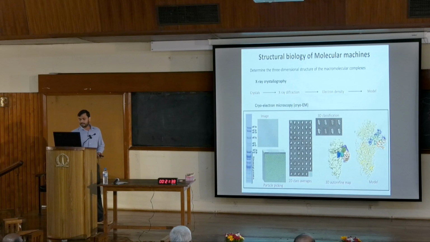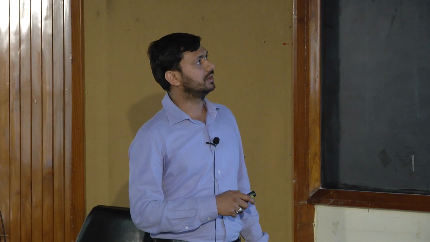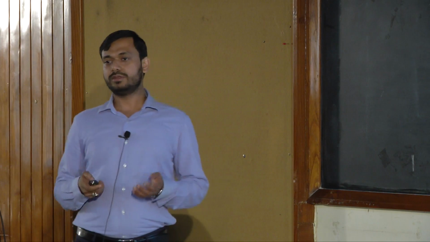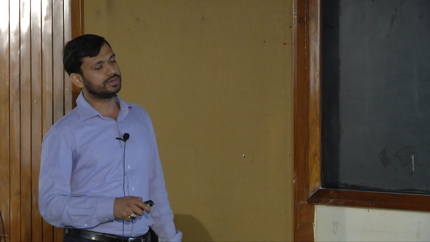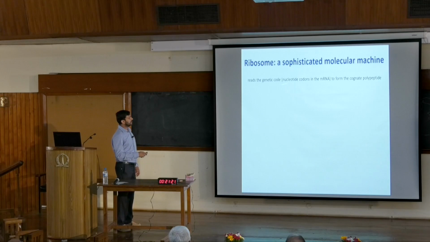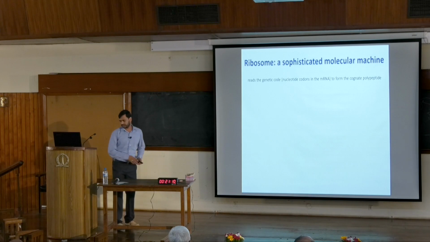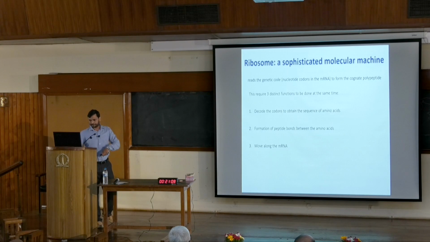So coming to the machine that I'll be using as a model to talk about molecular machines, the ribosome. Ribosomes are the molecular machines which read the genetic code, which is the nucleotide code in the mRNA or the template, and form a cognate polypeptide. So it reads the nucleotide codons in the mRNA to form a sequence of amino acids based on the codons there.